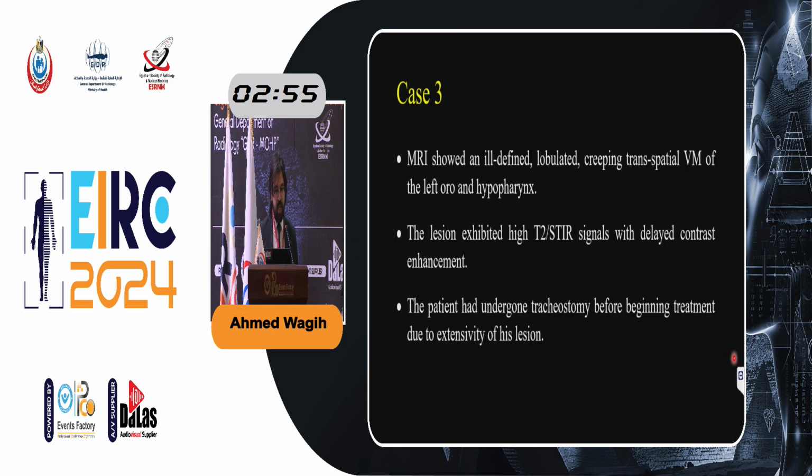It showed an ill-defined lobulated creeping transspatial venous malformation in the left oro and hypopharynx. It exhibited high T2 and STIR signals with delayed contrast enhancement, and this patient had to undergo a tracheostomy before the beginning of treatment due to the extensivity of the lesion.